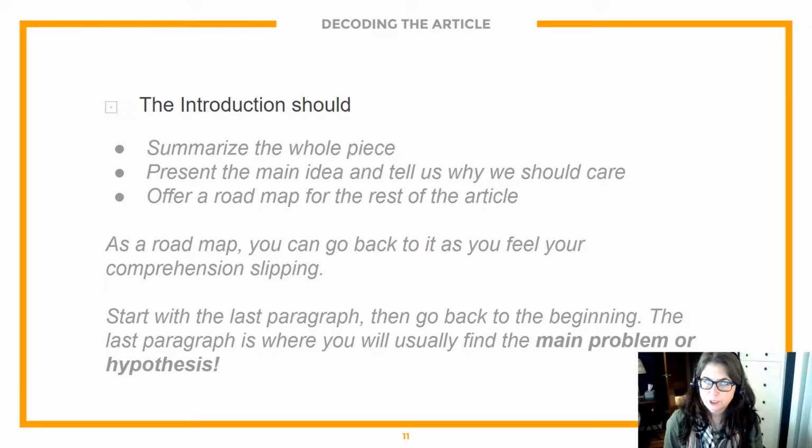A good introduction should summarize the whole entire article, give us something of a roadmap of what you're going to read in the rest of the article, and tell us what the research question, hypothesis, or main idea is and why it's important, why we should care about it. Because the introduction serves as sort of a roadmap, it's kind of not unlike the abstract in that it summarizes the research that you're going to read about. You can always go back to the introduction if you find that you're not understanding something. So as you read and you start to kind of zone out or get confused, you can always go back to the introduction to ground yourself.